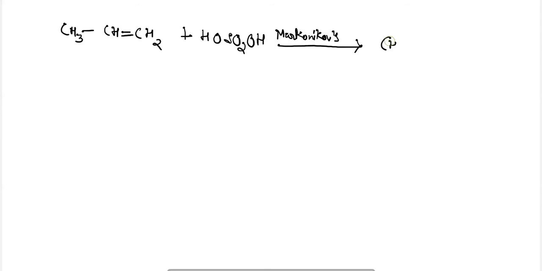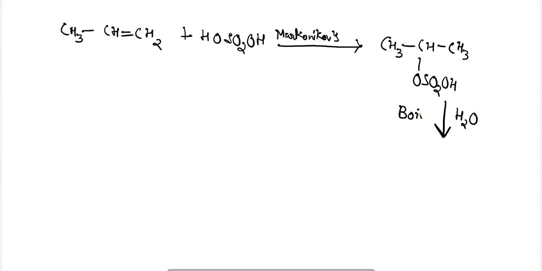According to Markovnikov's rule, the compound formed here will be CH3CH(OSO2OH)CH3. Then with boiling water it will produce CH3CHOHCH3, that is propan-2-ol, and sulfuric acid will again be released.